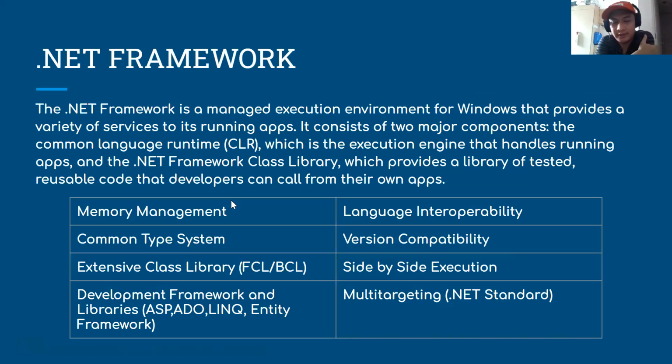Okay, as I said, the first framework is called the .NET Framework. It is a managed execution environment for Windows that provides a variety of services to its running apps. It consists of two major components: the Common Language Runtime, CLR, which is the execution engine that handles running apps, and the .NET Framework Class Library, which provides a library of tested, reusable code that developers can call from their own apps.